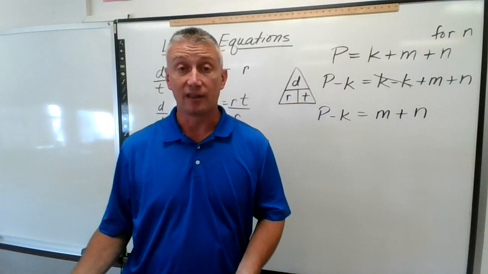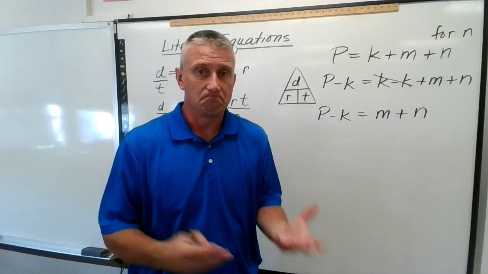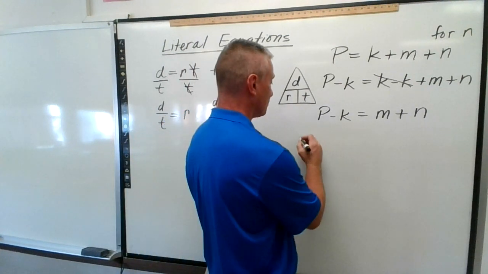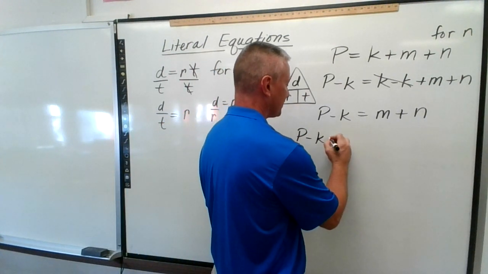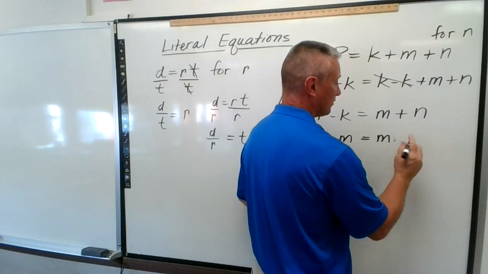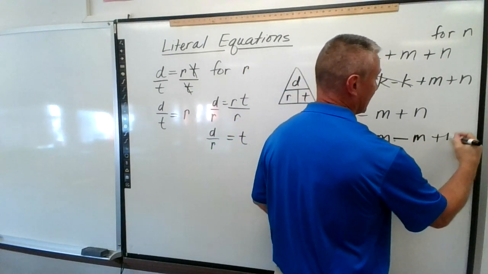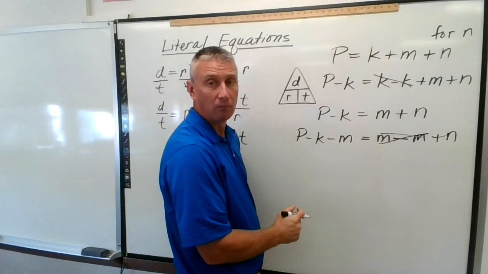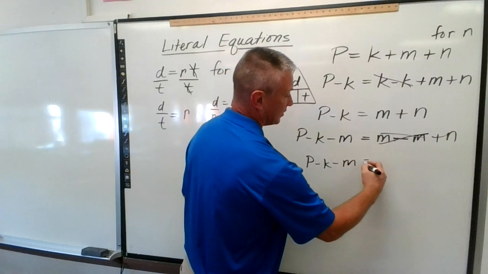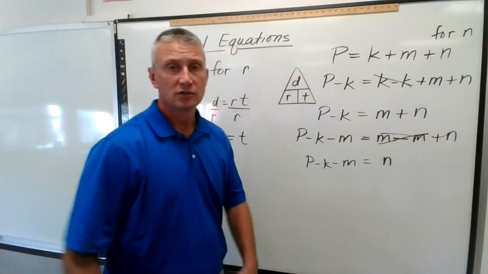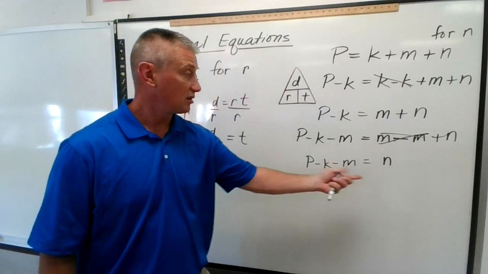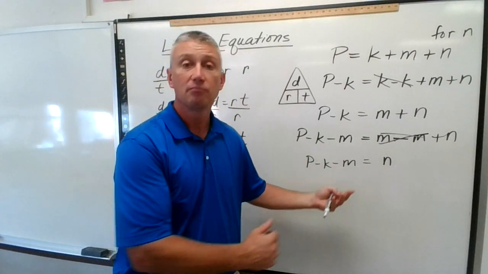And if I want to get rid of the M, well, the M's the same deal. Positive M. How do you get rid of positive M? You subtract an M from both sides. So over here, I would do P minus K minus M. And over here, I would do M minus M plus N. So this would be gone now. And we would get P minus K minus M equals N. So now we've solved it for N. So the equation that this would equal is P minus K minus M equals N.